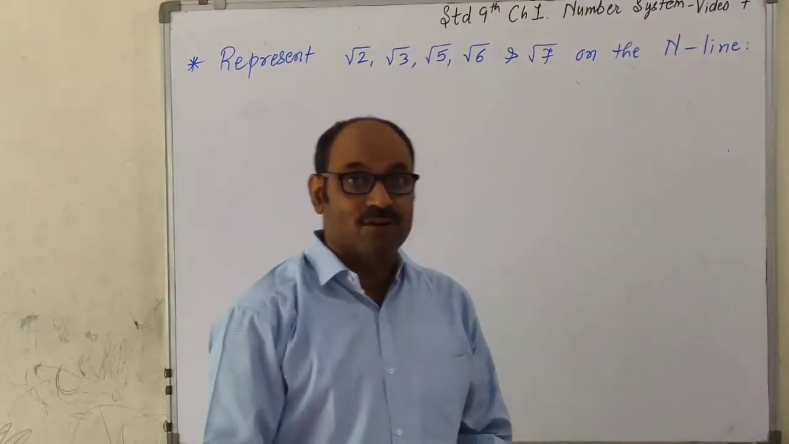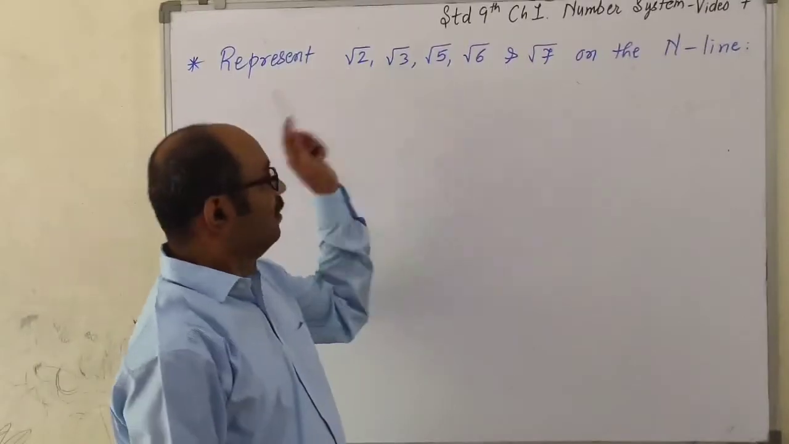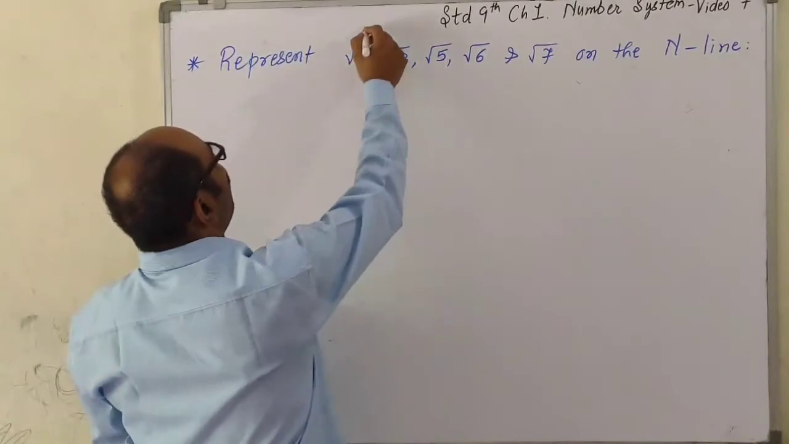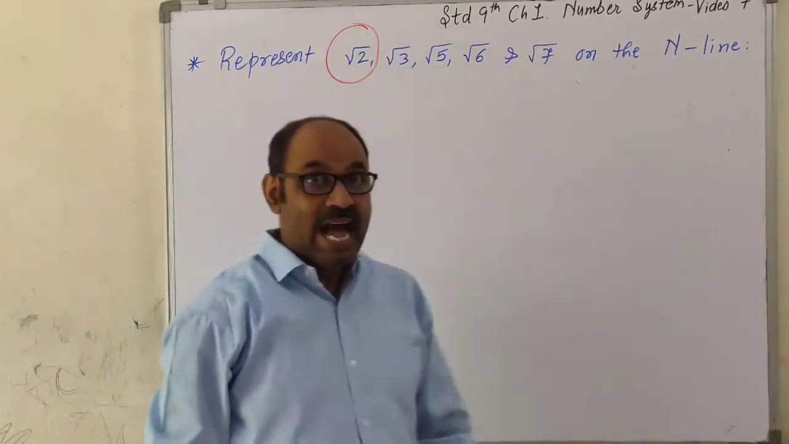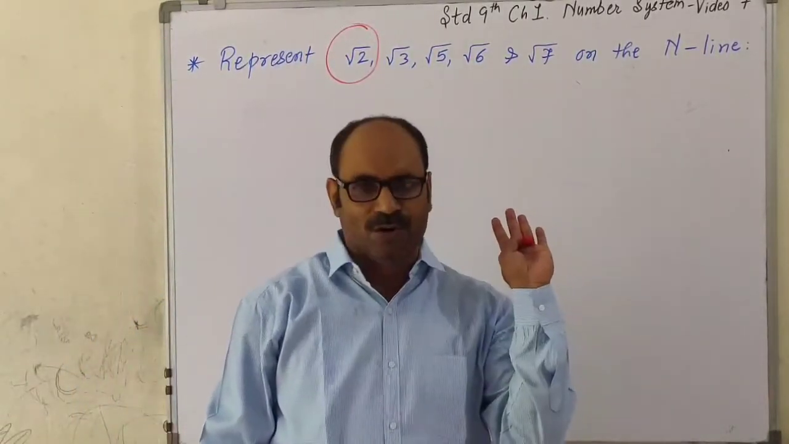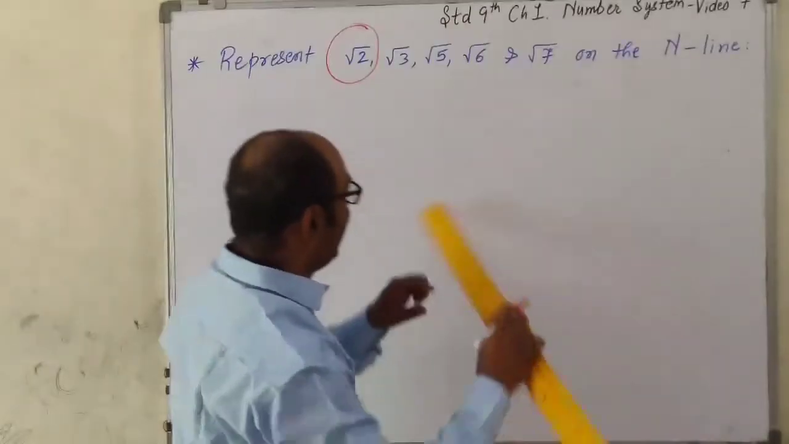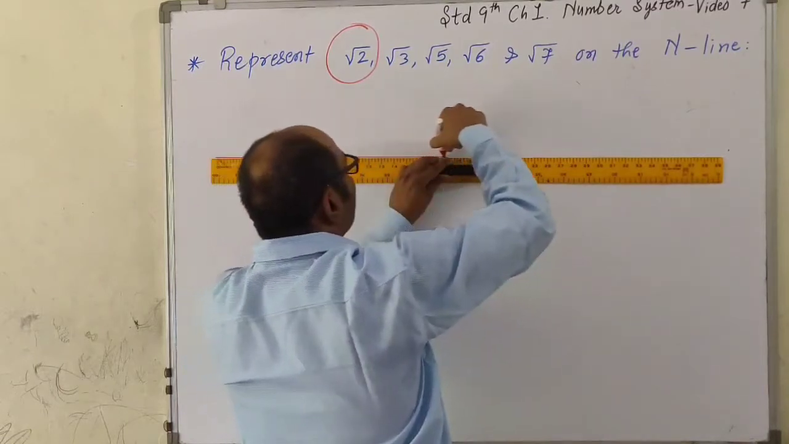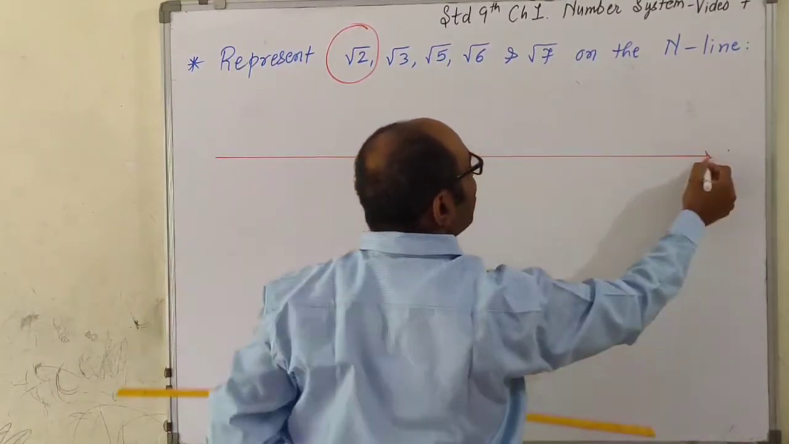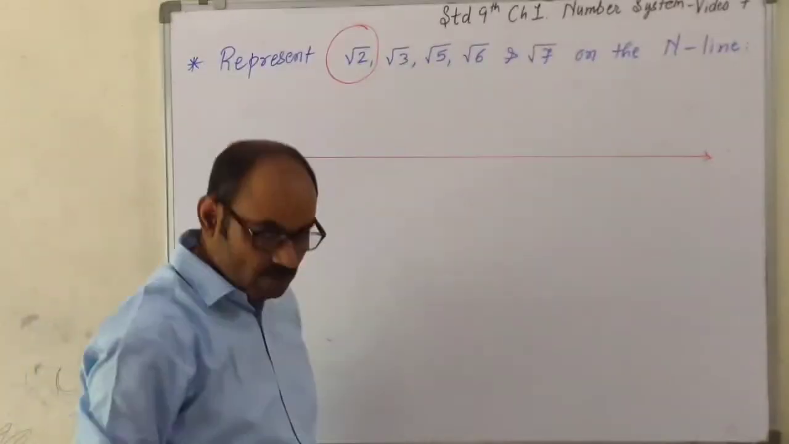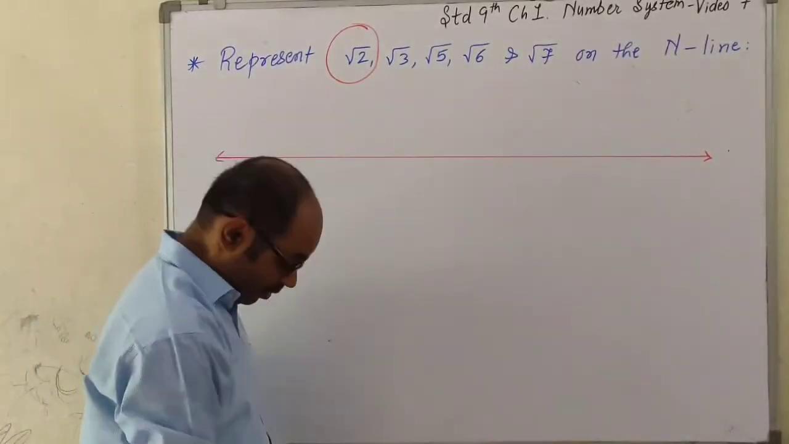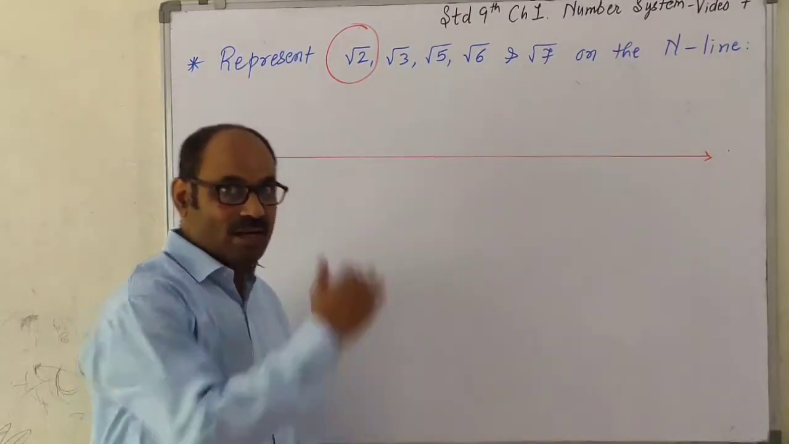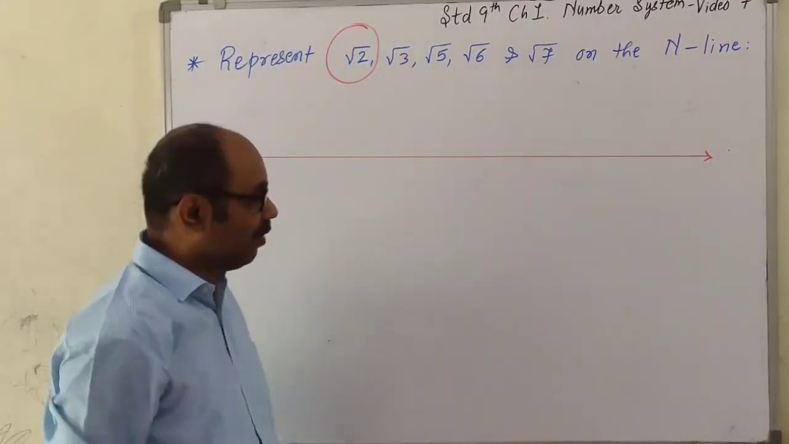There are two methods to represent an irrational number. Okay, I'll represent only root 2. Please, I'm going to represent only root 2 on the number line. So I'm drawing the number line. Children, please be careful. I'm drawing the number line. And sorry, this one mistake I made. Anyway, I'll do it down. Normally we do it up, so I'll do it down.